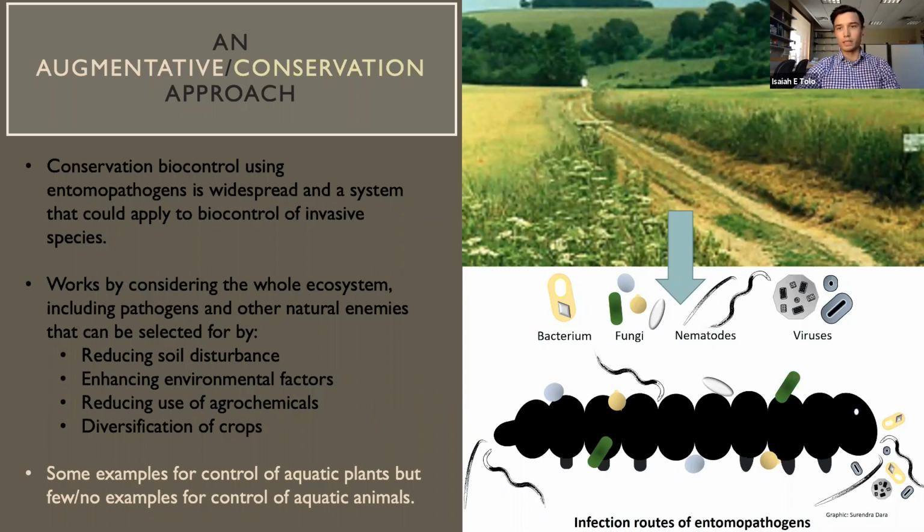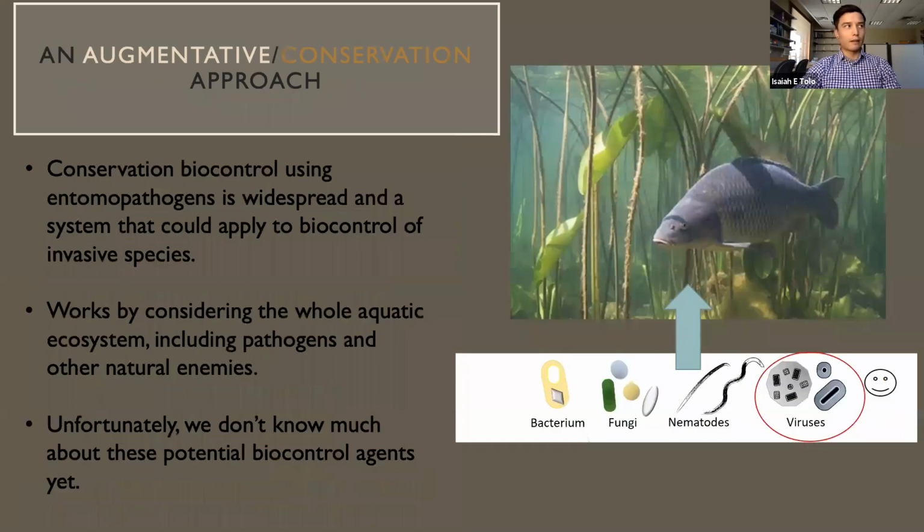But there are no really good examples of this in aquatic ecosystems to control AIS. But it's possible that we could apply the same sort of strategy to carp. So understanding how they fit into their ecosystem and then finding pathogens that specifically target them. Unfortunately, we don't know much about the potential biocontrol agents that are out there for carp, but we are interested in some viruses, since they're already kind of naturally programmed to only infect one species.